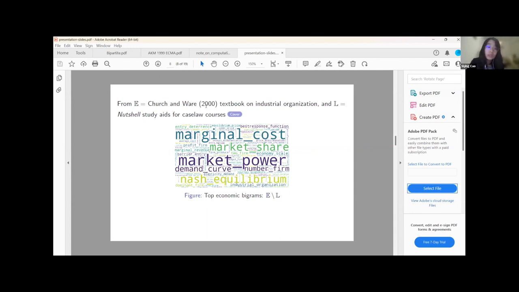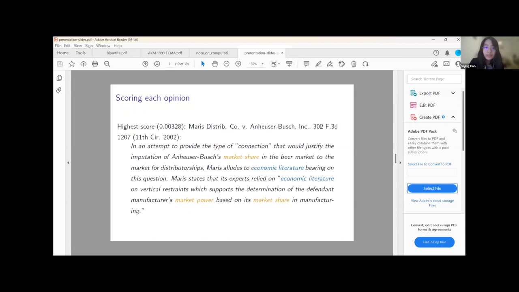For the list of words, I choose a classic industrial organization textbook published in 2000, which synthesized the past 20 years of learning in industrial organization. Here you see that market power, market share, and marginal cost are quite salient in the discussion of economic analysis. For example, the phrase marginal cost has a probability of 0.3% in the entire textbook.